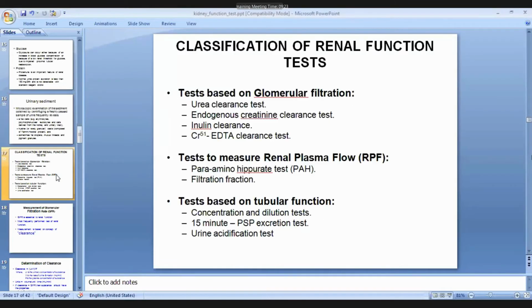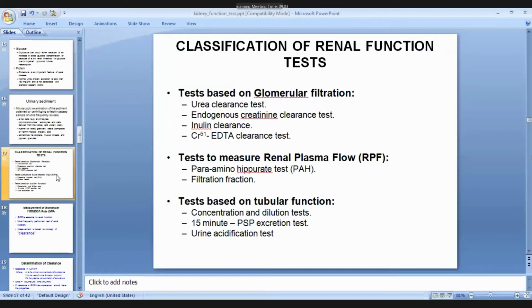Now coming to the classification of renal function tests. How the kidney is functioning, for that we can classify the tests based on the functioning of different sections of the kidney.